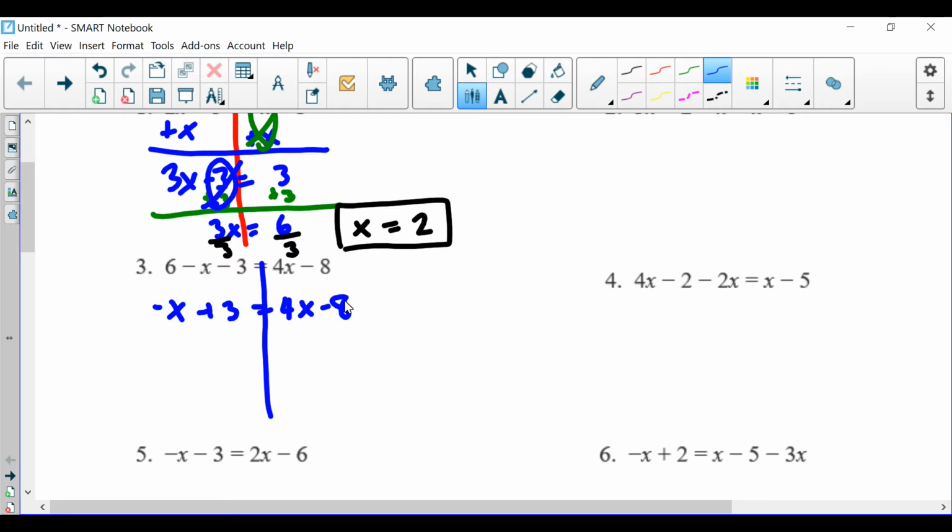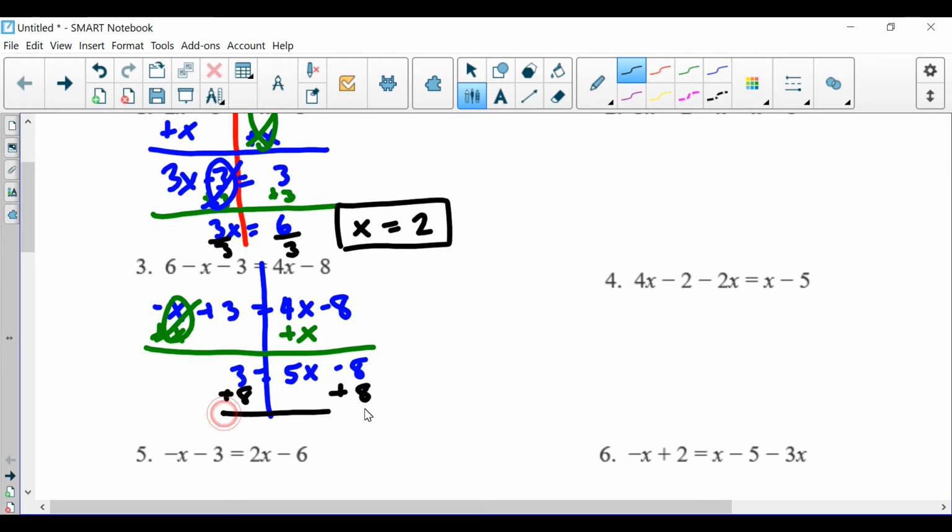Now we notice, like we mentioned before, there are more x's on the right-hand side, so we're going to add x to both sides. After adding x to both sides, this is a 0 pair, it eliminates. We have 3 is equal to 5x minus 8. Then we add 8 to both sides. This is a 0 pair, this goes out. We've got 5x is equal to 11.